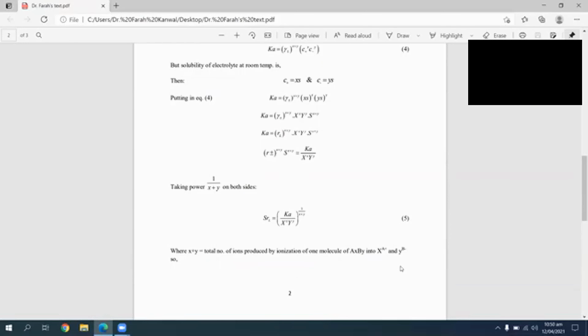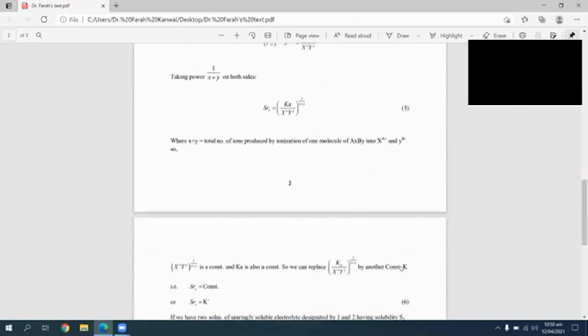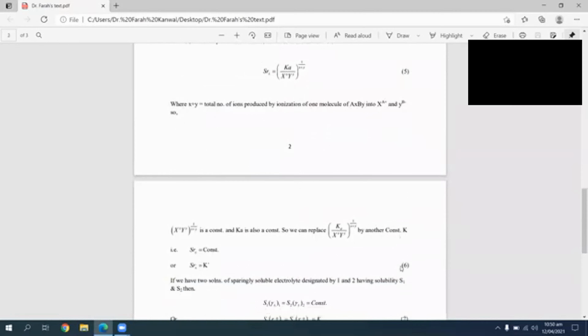That is going to be changed into Ka x raised power x, y raised power y, and overall it is going to tell you about the whole amount raised power 1 over x plus y. Now we are using this sign of x plus y and multiplying it on both sides, and then we will get S gamma plus negative is equal to a constant. That is Ka x raised power x, y raised power y, and these are very small constants, which we represent by K dash.